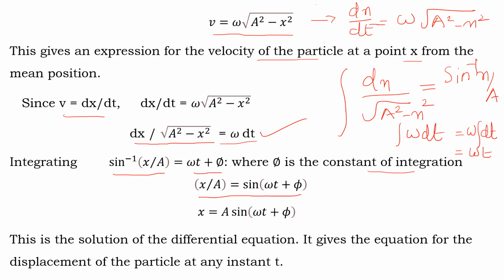Or the displacement of the particle at an instant of time t, x is equal to a sine omega t plus phi. That is, this is the solution of the differential equation d square x by dt square plus omega square x equal to 0. This equation gives the displacement of a particle at any instant t.